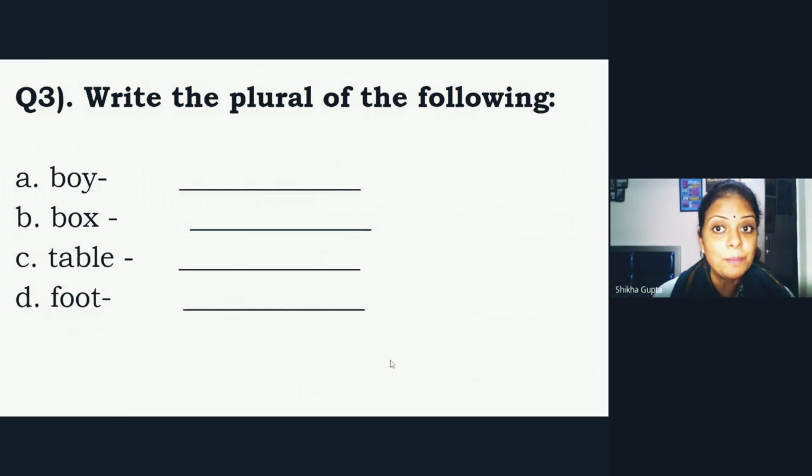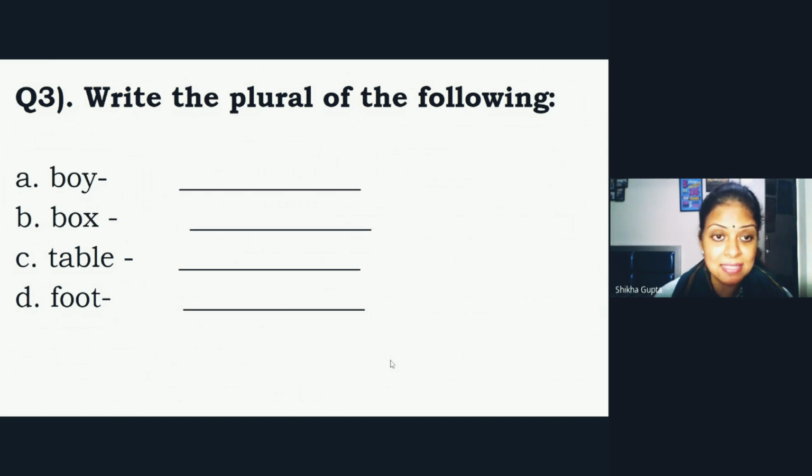Next is plural, singular, plural. Singular is one, plural means more than one. So now you have to write the plural of the following. Yes, boy, box, table, foot. Yes, children, you all know when do we put S and when do we put ES.